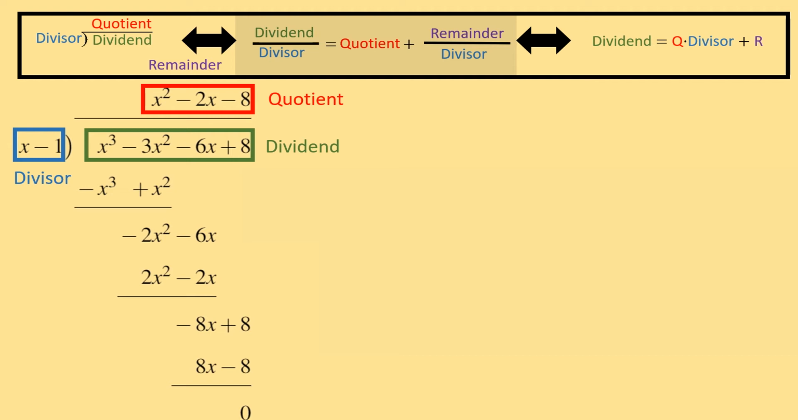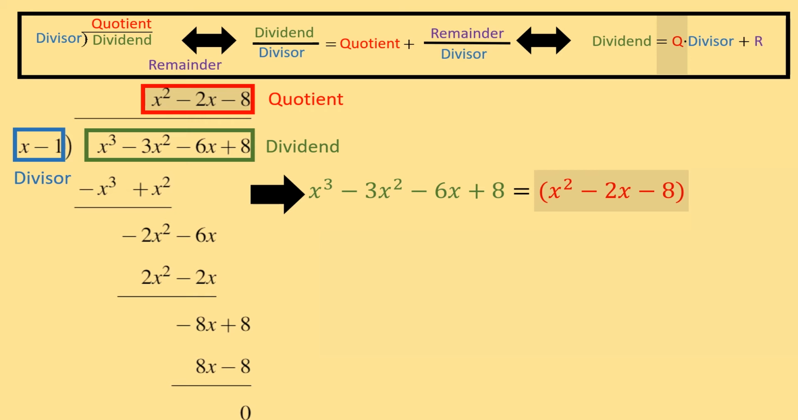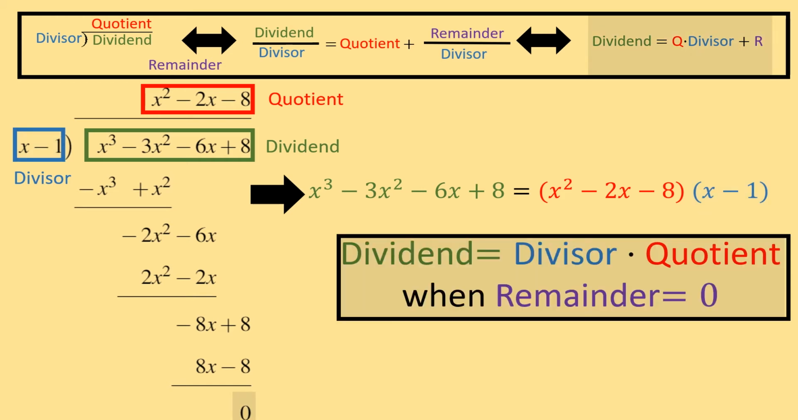Or we could also, an equivalent form, is the dividend is equal to the quotient times the divisor plus the remainder. So why don't we do that final form? That will end up being x to the third power minus 3x squared minus 6x plus 8, because that's our dividend, is going to be equal to the quotient. Our quotient is the top here. That's going to be x squared minus 2x minus 8 times the divisor, which will be x minus 1. And notice, since the remainder is 0, I'm not going to add anything on the end here.